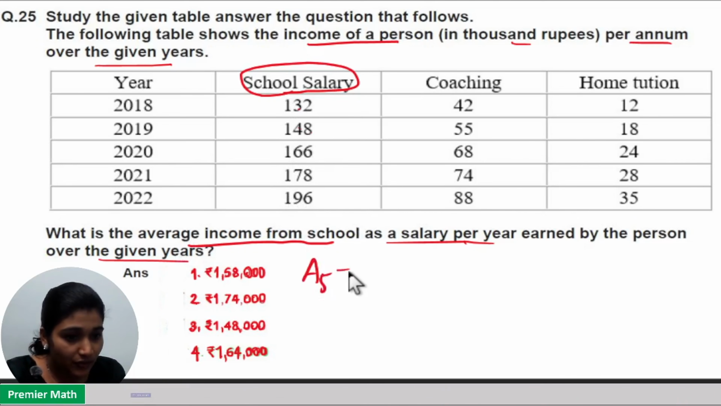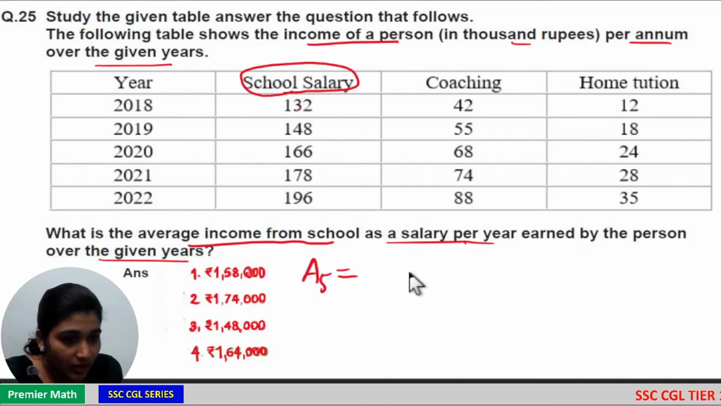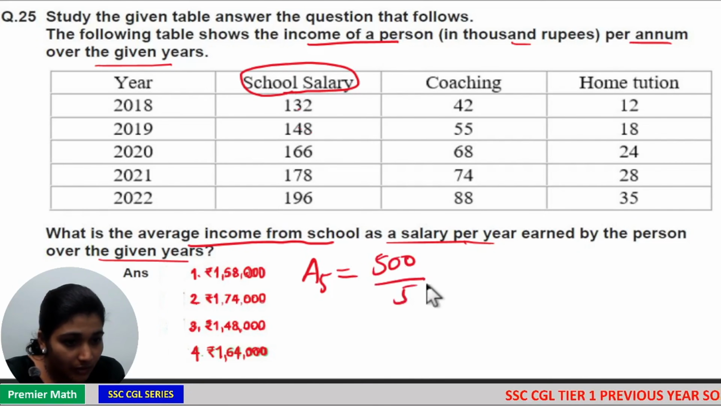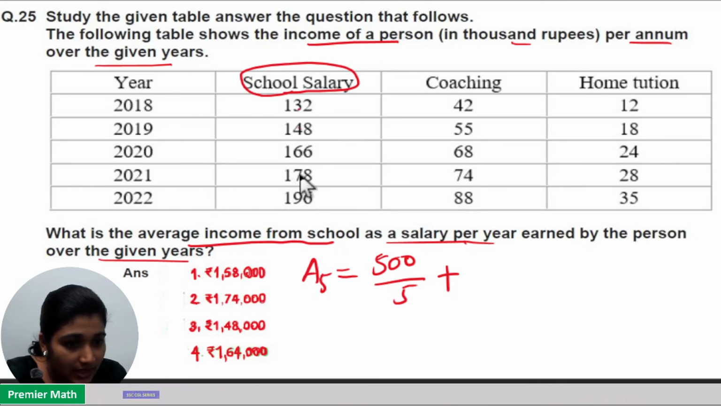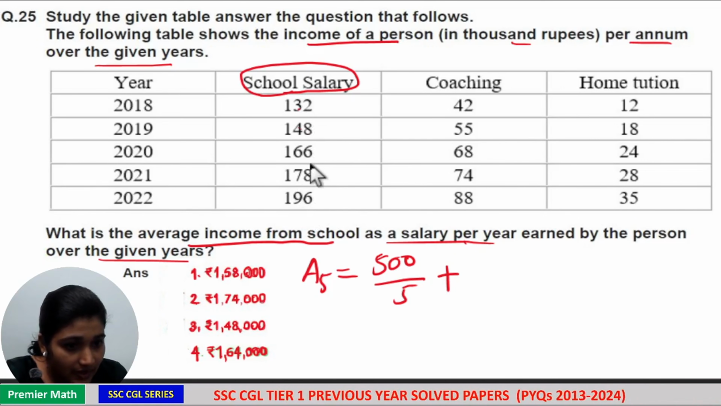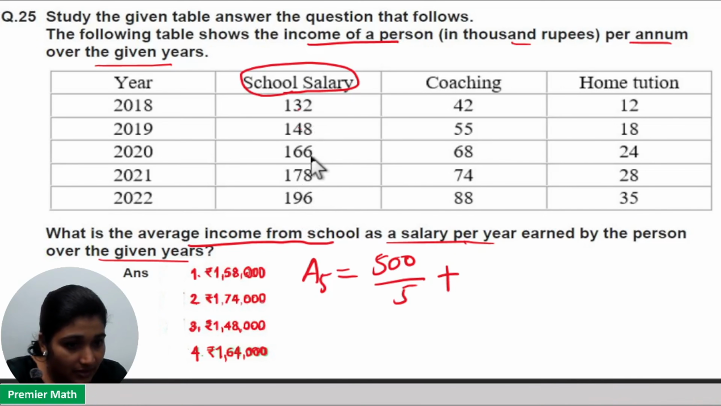So, average of these 5 years school salary is total 500 divided by 5 plus 32 plus 48 is equal to 70 plus 10, 80, 80 plus 60, 140, 140 plus 60 is equal to 200, 200 plus 100 is 300, 300 plus 6 plus 6 plus 8 means 20. So 300 plus 20 is 320, 320 divided by 5.